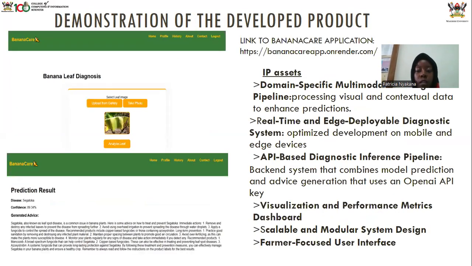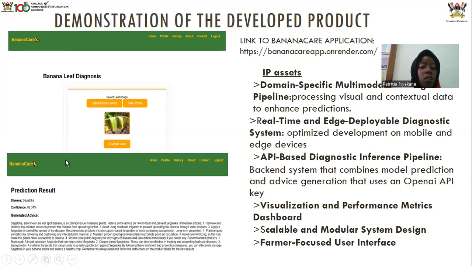So this is a demonstration of the developed product. Up here, I've put the link to the web application, which provides a user interface where a user can create an account and their diagnosis history will be saved in the database. So this first page here shows the homepage, which has the banana leaf diagnosis, where a user can either upload an image from their gallery or wherever they have their files stored, or they can take a picture. And then when you analyze the leaf, this page gives us the prediction result.